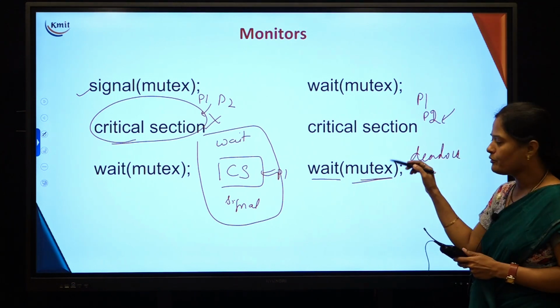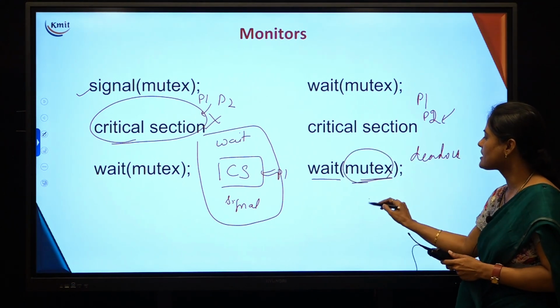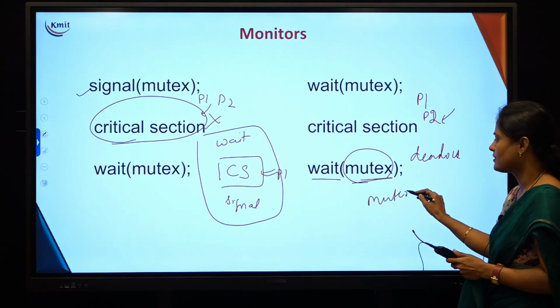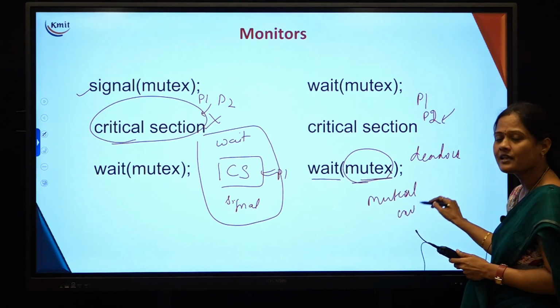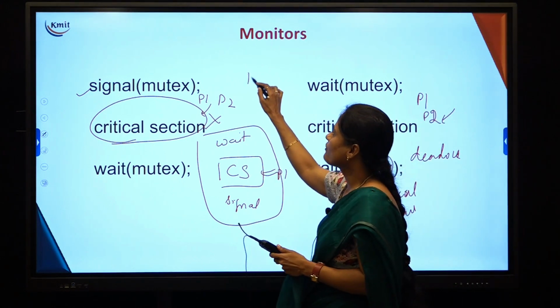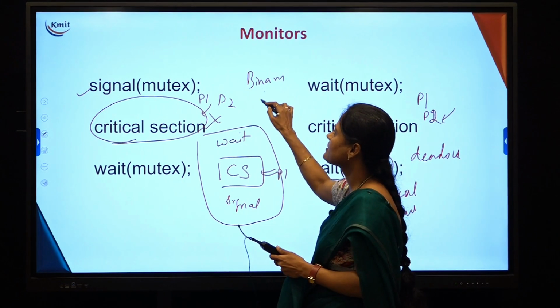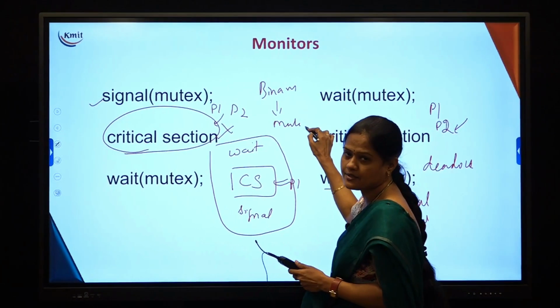Before moving on further, here mutex stands for mutual exclusion. You will call it a mutual exclusion, and the binary semaphore which we have seen in the previous class, we can even call it a mutex.